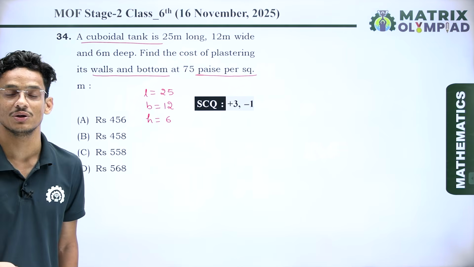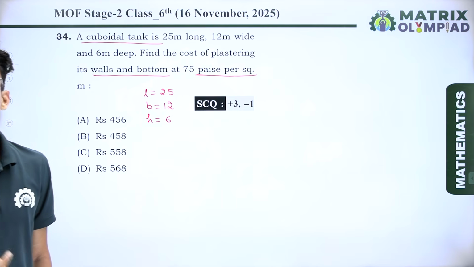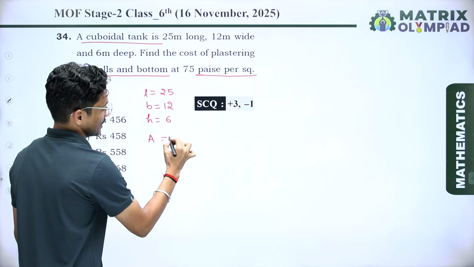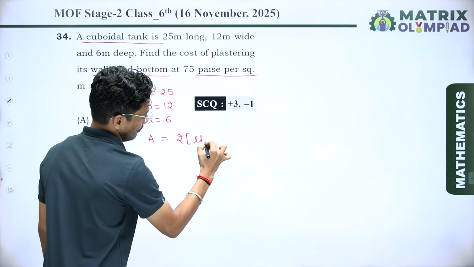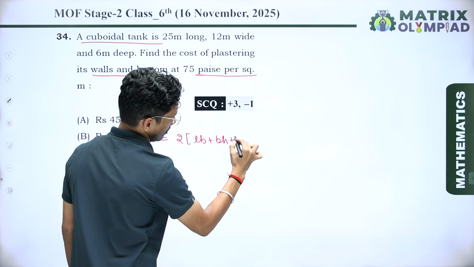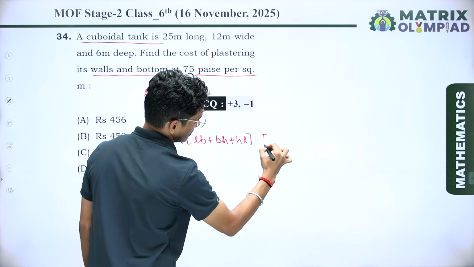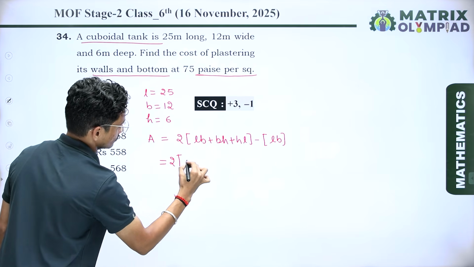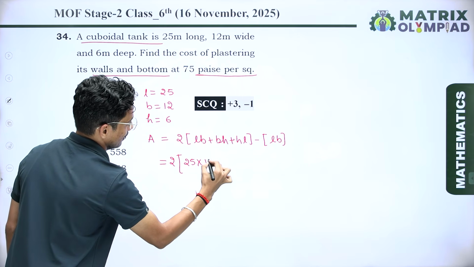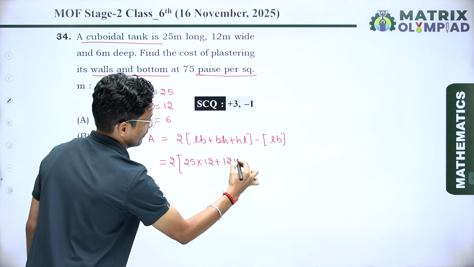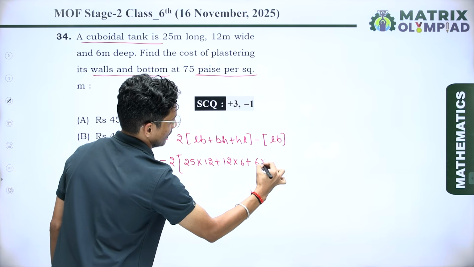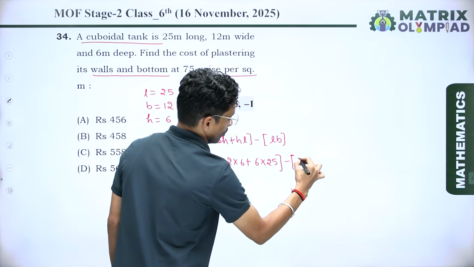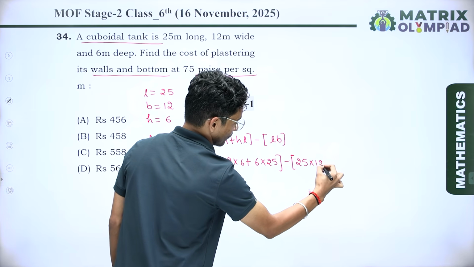Before finding the cost, we have to find the area we want to plaster. So area for plastering is 2 bracket LB plus BH plus HL minus LB. So I can write here 2 bracket 25 multiply 12 plus 12 multiply 6 plus 6 multiply 25 minus 25 multiply by 12.